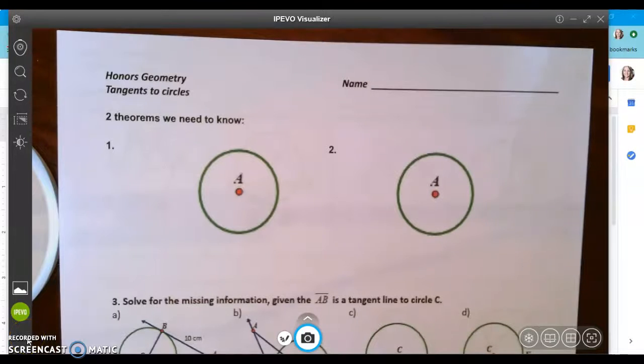Okay, today we're talking about tangents to circles. I'm going to try to make these notes as quick as possible. All right, we have two theorems we need to know that are going to make tangents to circles very useful to us.